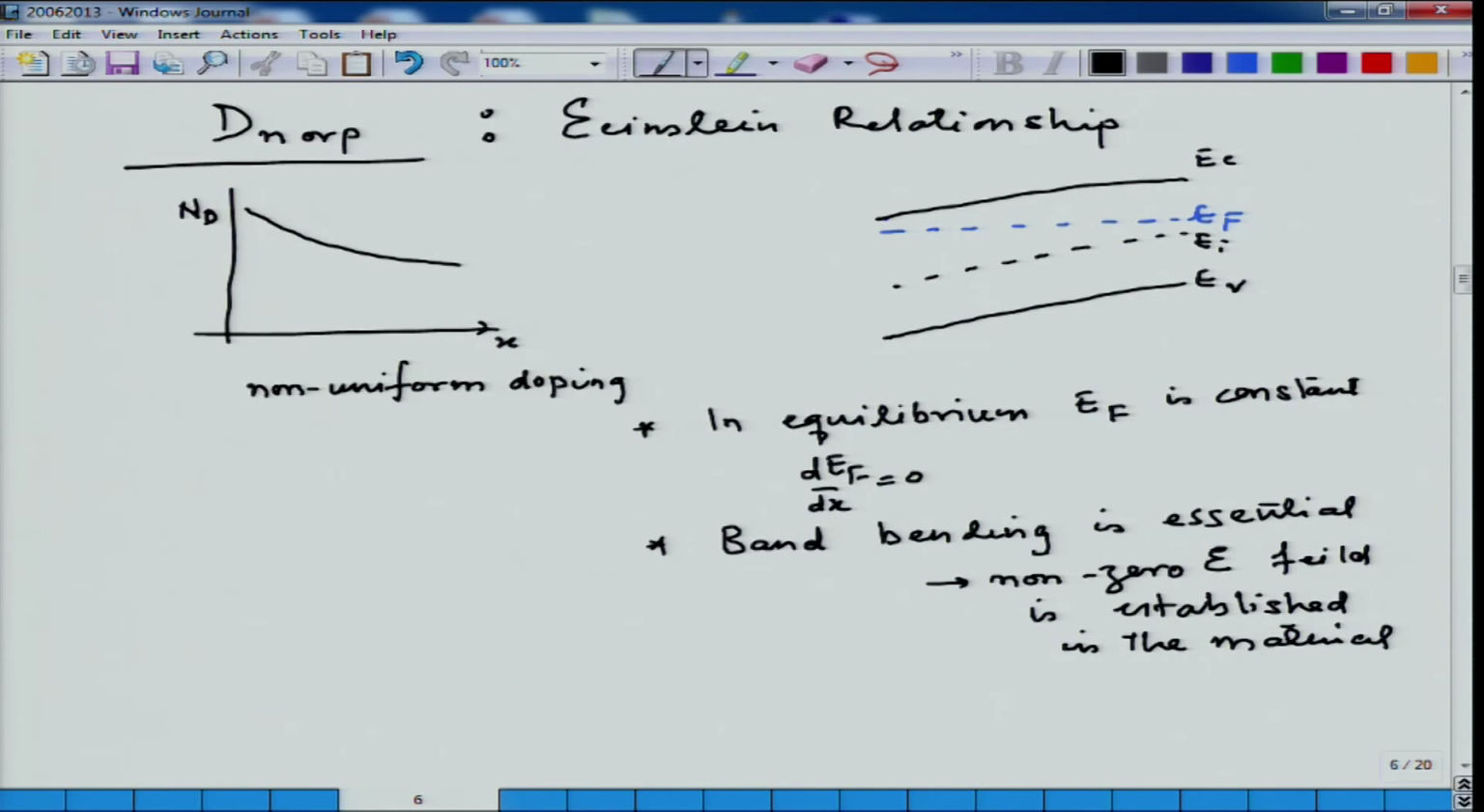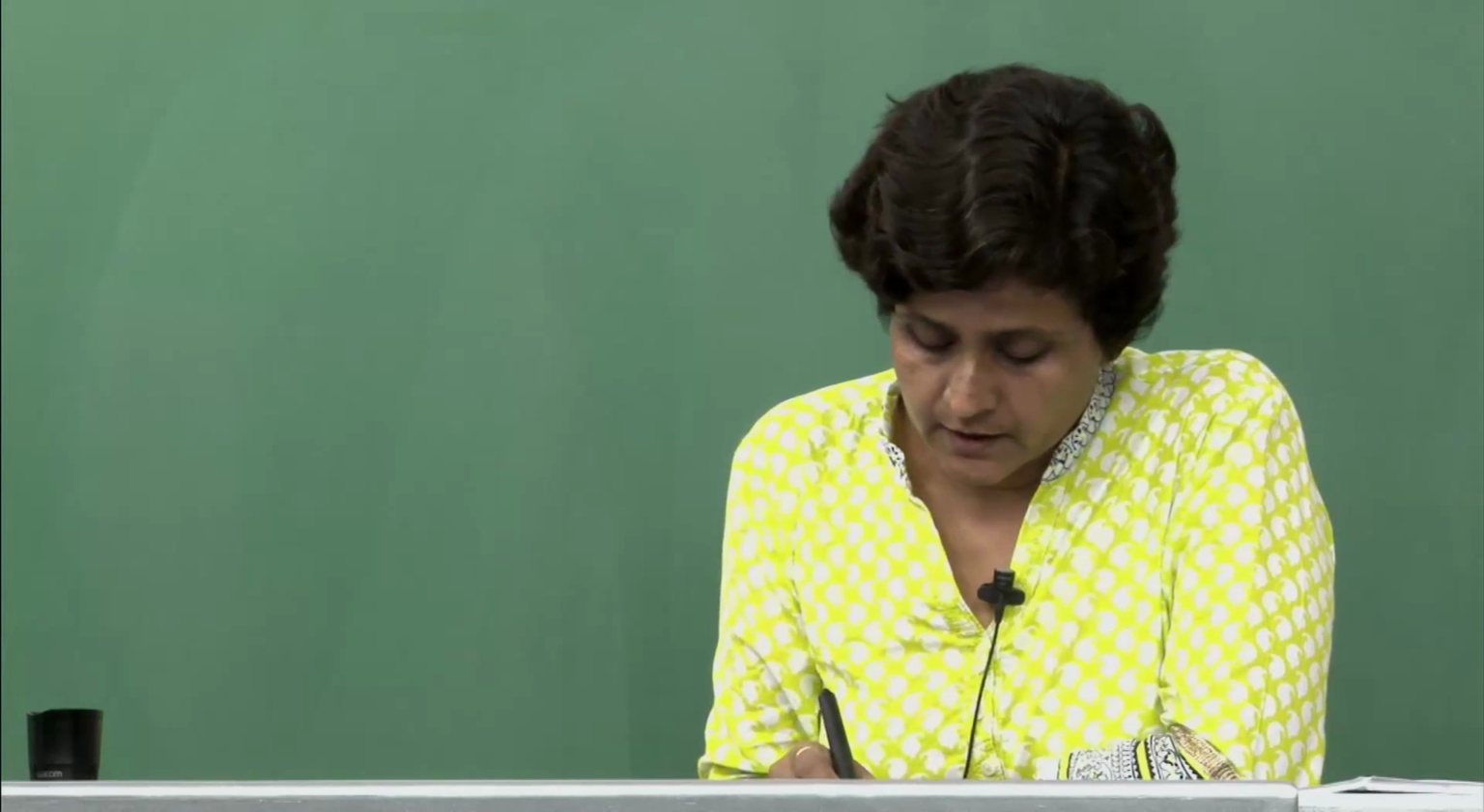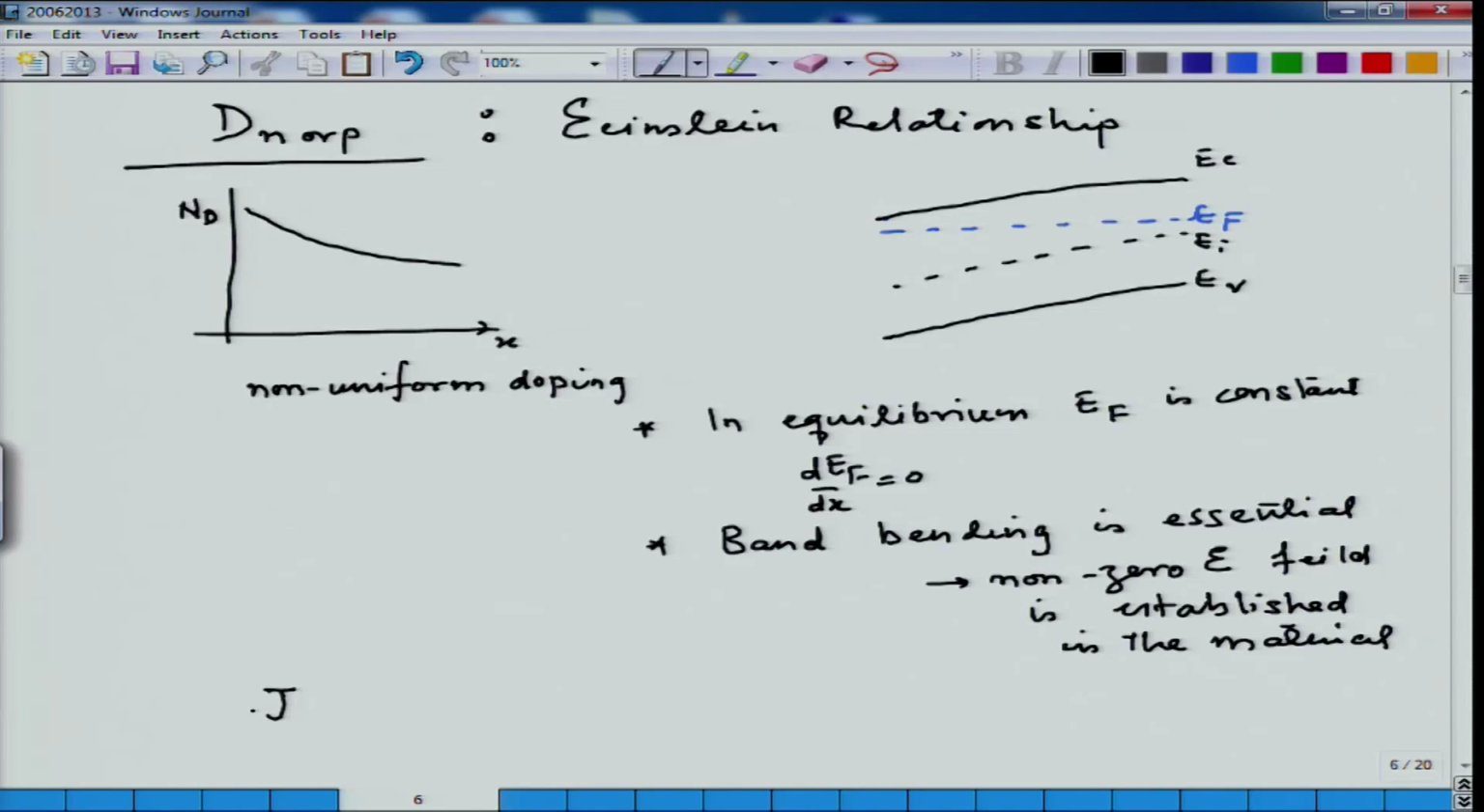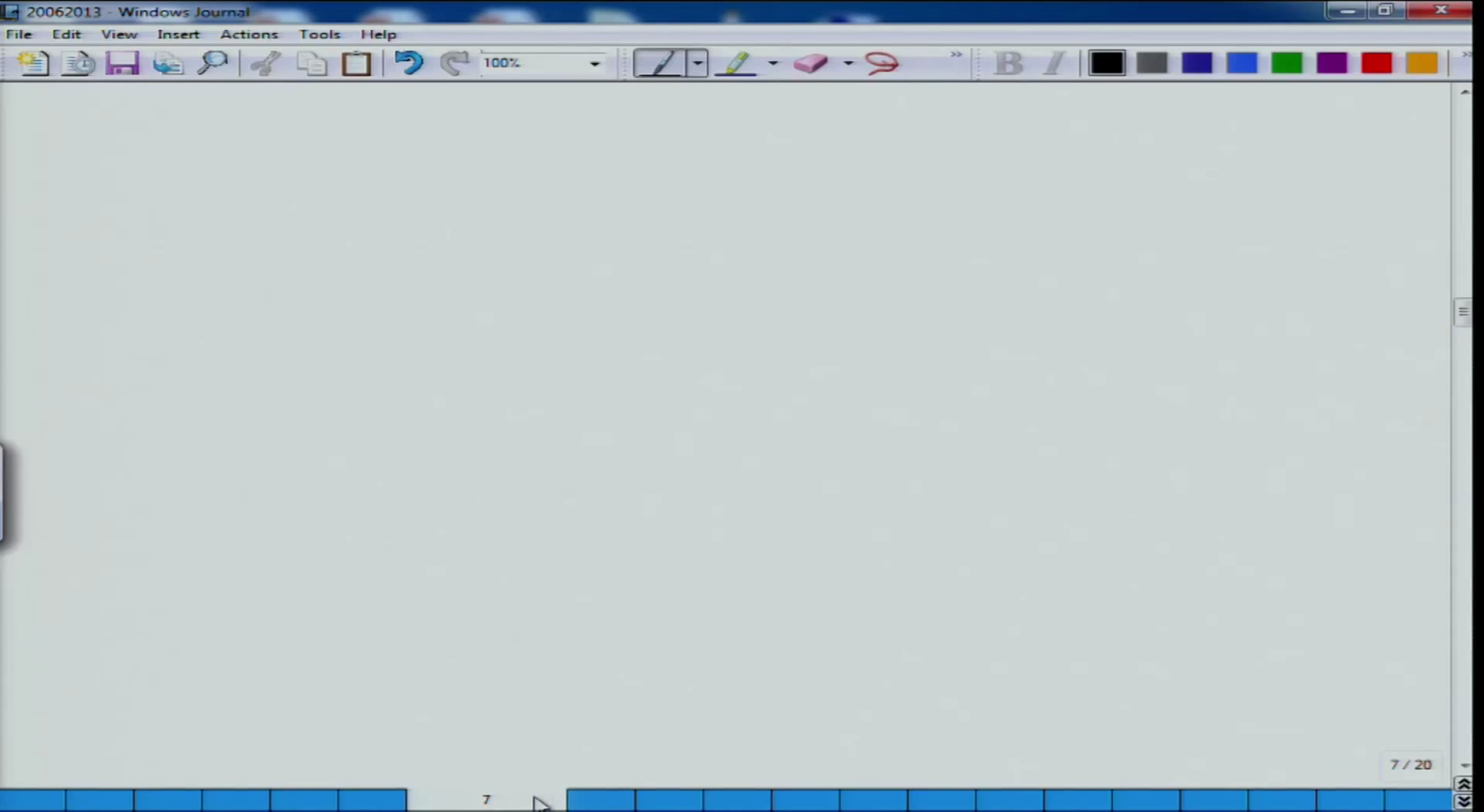Since the material is in equilibrium, this means that the drift current is equal to the diffusion current, or what I will find in this material is the J electron for electron current due to drift plus J n due to diffusion is going to be 0. Now, what is this J n?